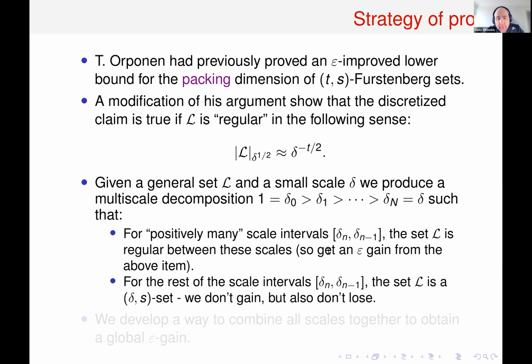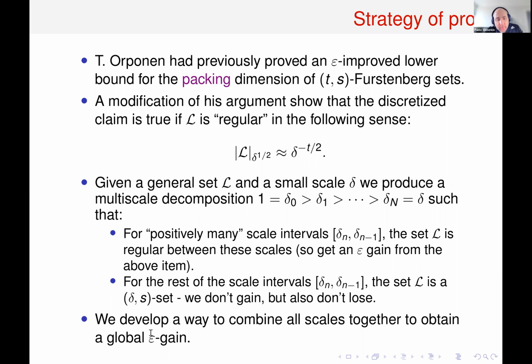Okay, and what about the other scales? Certainly we cannot guarantee, because it's not true, that the set is going to be regular in a suitable way for all scales. So we have the other scales where it is not regular, but at those scales we just use the classical bound. The classical bound is 2s, the improved bound is 2s plus epsilon. So at some scales, we have 2s plus epsilon because of the regularity. At the other scales, we have 2s. We don't gain, but we also don't lose. But at positively many scales, we do win an epsilon.